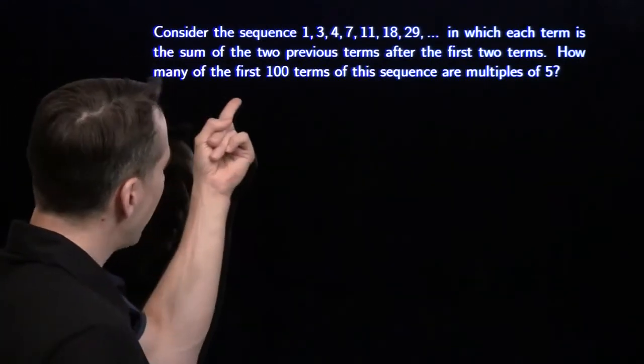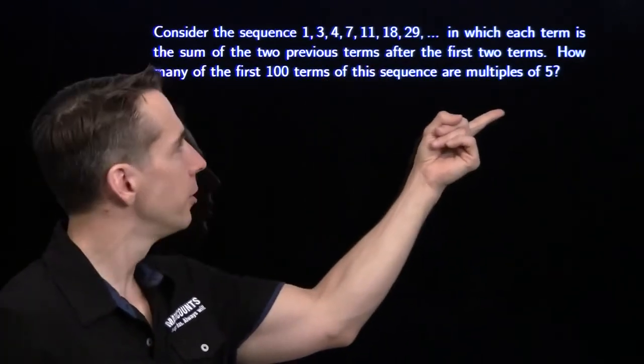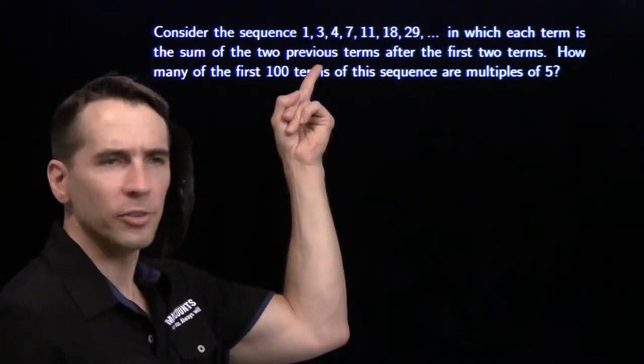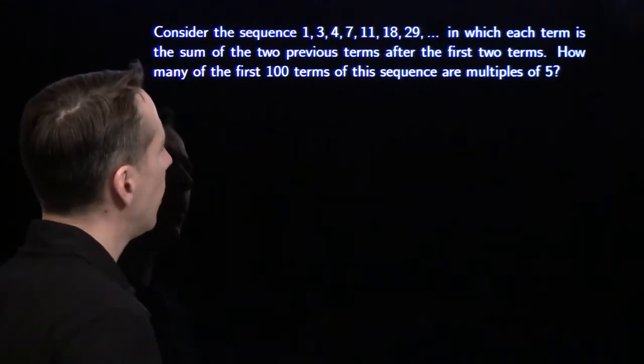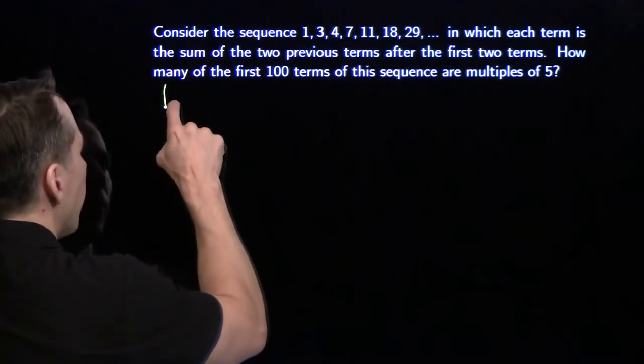And our goal is to find out how many of the first 100 terms of this sequence are multiples of 5. I don't see any multiples of 5 yet. Maybe we keep going. So the first step, of course, is just play with it a little bit, and then we'll look for a pattern.